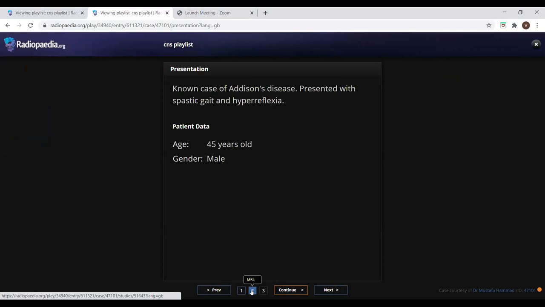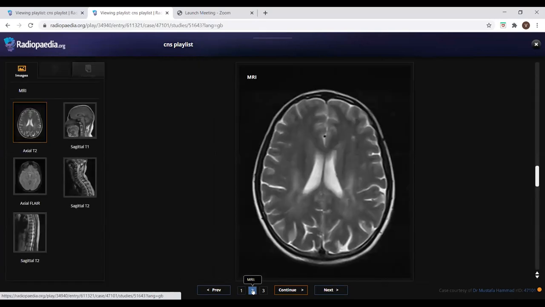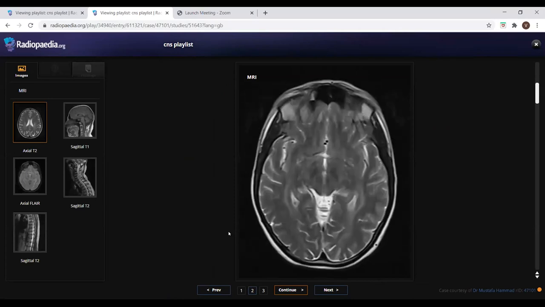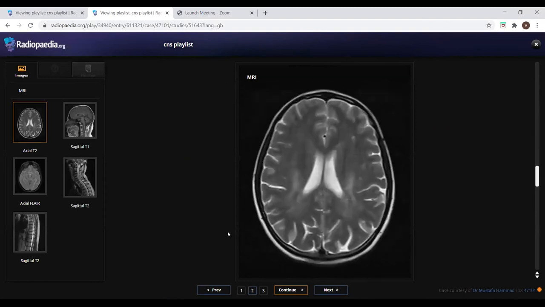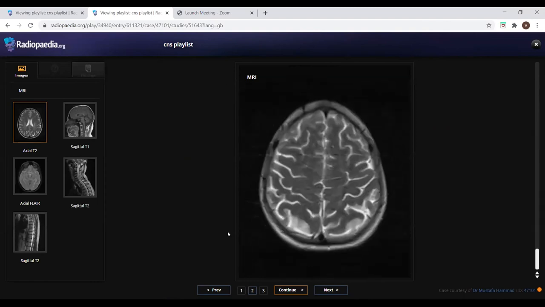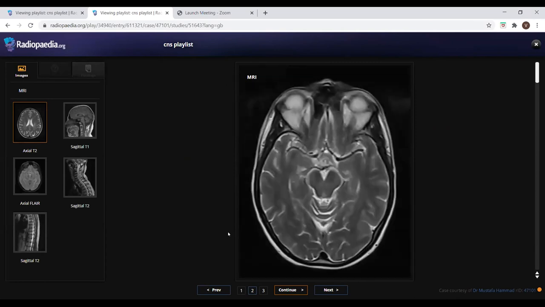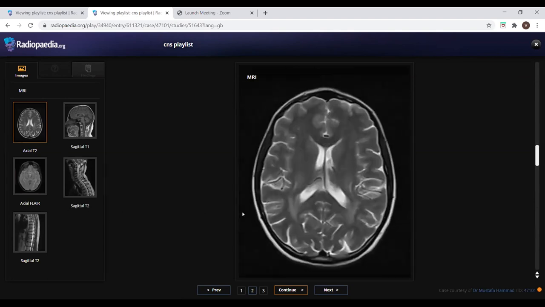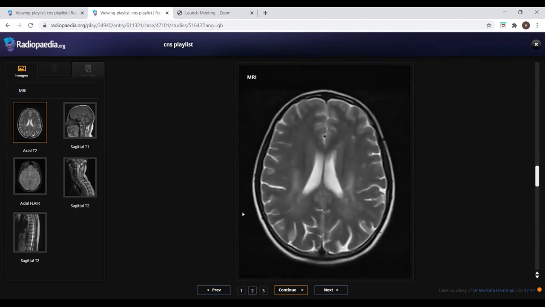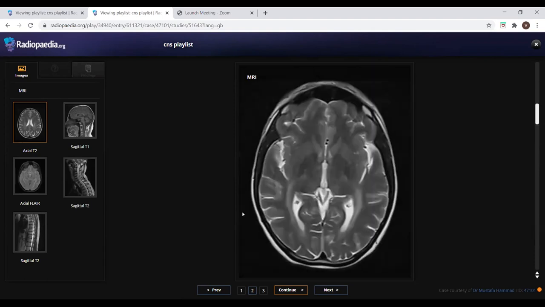A 5-year-old male, known case of Addison's disease, presented with spastic gait and hyperreflexia. This is an axial T2 weighted MR of the brain. And I can see high signal intensities in the periventricular white matter around the occipital horns, as well as in the parietal lobe.